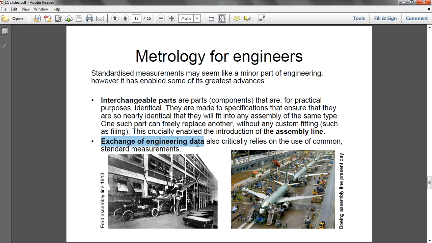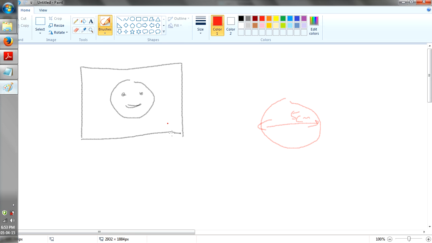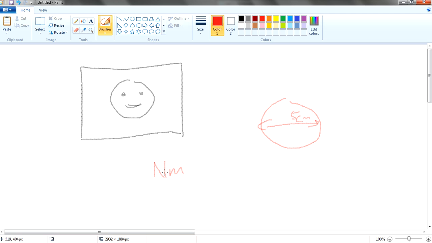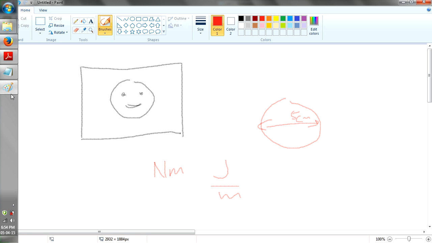So this is important for interchangeable parts, so that you can easily change whatever parts you want. The other purpose is that with SI units you can exchange engineering data. For example, Newton meter can be re-represented in another form, like Newton as joules per meter. Without SI units you cannot convert between units.